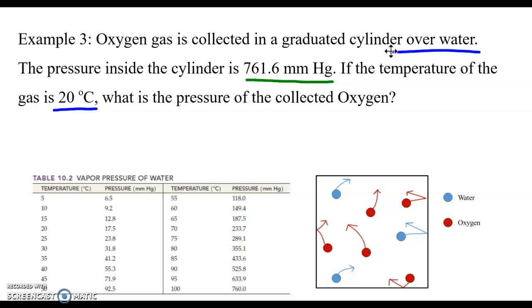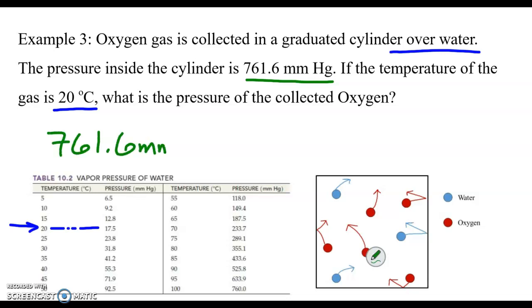So remember that when we are collecting this oxygen over water, it is not staying as a pure sample of oxygen gas. There are water particles mixed in with that gas sample. So we're going to go to our table and we're going to find 20 degrees Celsius on the table, and we're going to follow across and see that at 20 degrees Celsius, the partial pressure of water vapor is 17.5 millimeters of mercury.